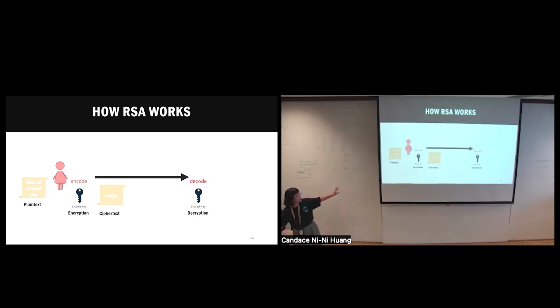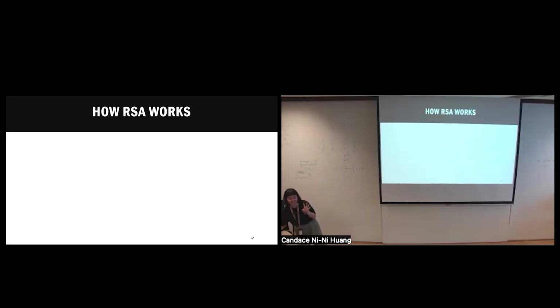So Bob only gets a ciphertext. Then Bob can use the key to decode, and Bob can read, oh, it's nice to meet you. So maybe Alice has some feelings for me. Because they are doing this secretly, the total process of RSA is not too simple.